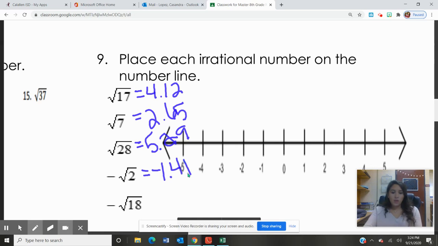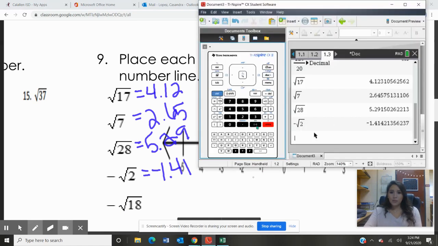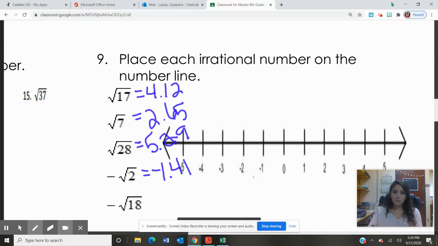1.41. Okay, my next number is negative square root of 18. So again, I'm going to put the negative sign. I'm going to do Control X squared to get the square root symbol, and then I'm going to put 18. When I press Enter, I get negative 4.24. Okay, so this equals negative 4.24. Okay, so now I need to place each of these on my number line.